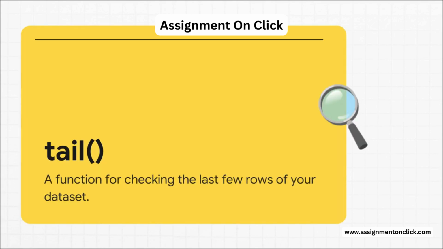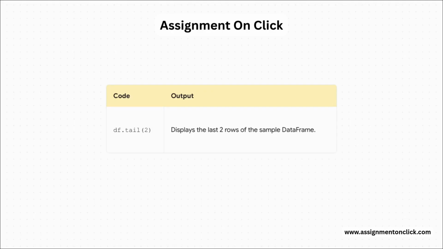Okay, so you've looked at the beginning, but that's only half the story. It is just as important to look at the end of your data, and that's where the tail function comes in. It's the perfect partner to head, showing you the very last rows. And just like head, the syntax is a piece of cake. df.tail(2) will give you the last 2 rows. It seems simple, but trust me, this little check can uncover some really important clues about your dataset's health.